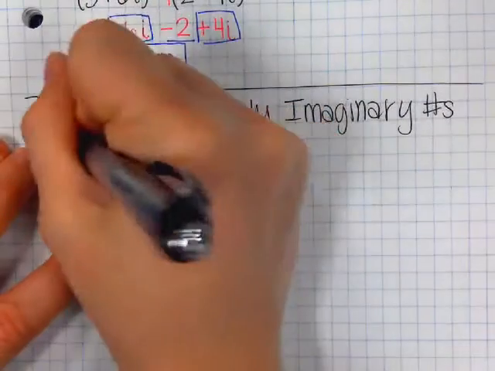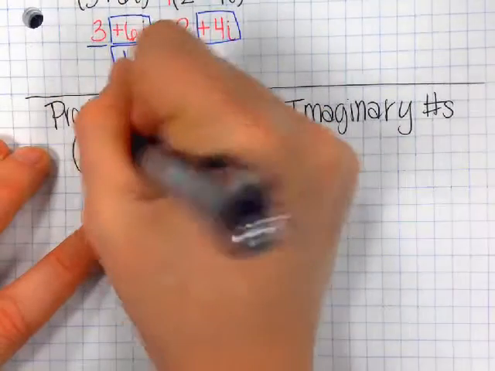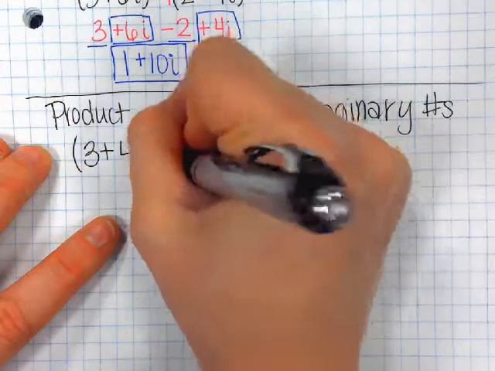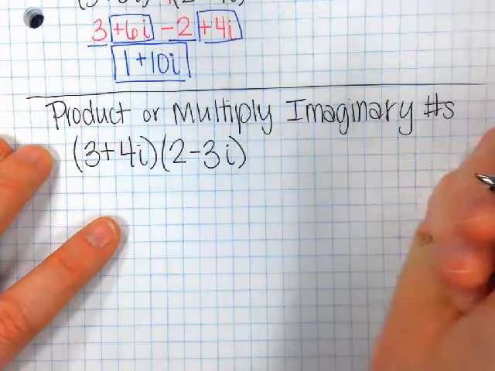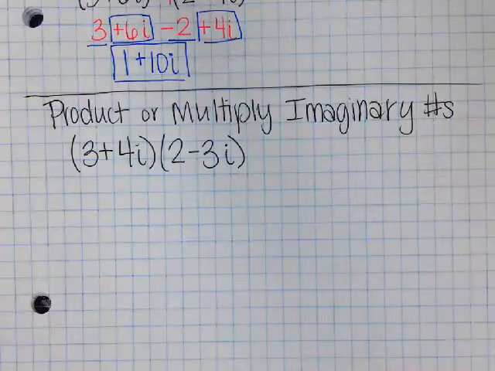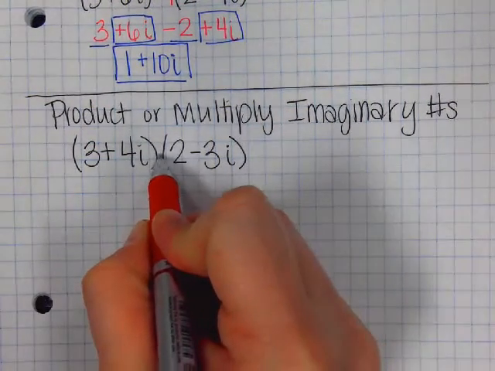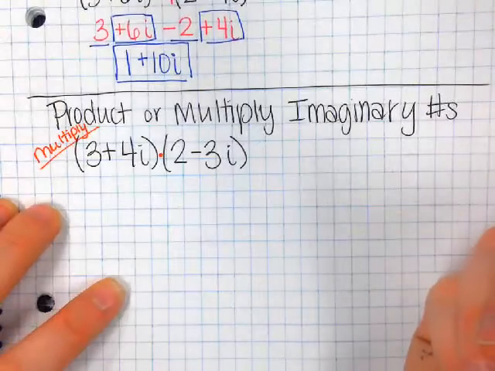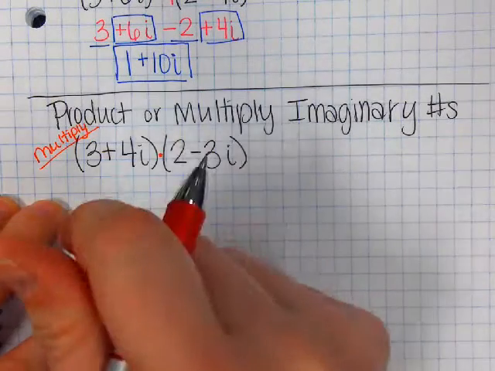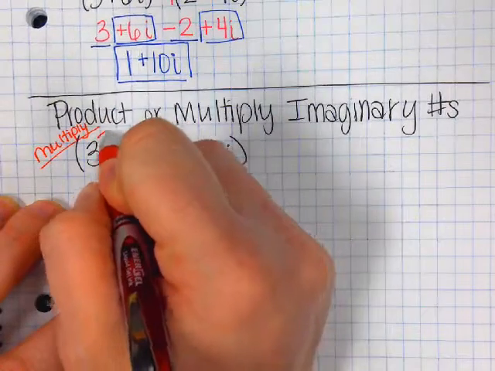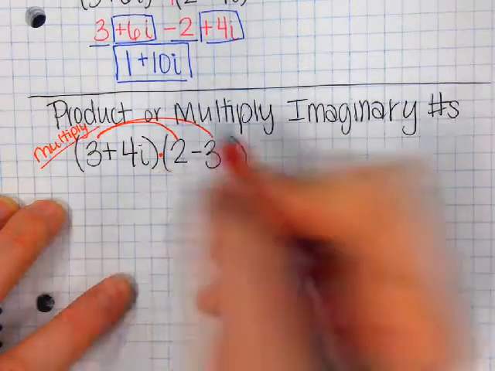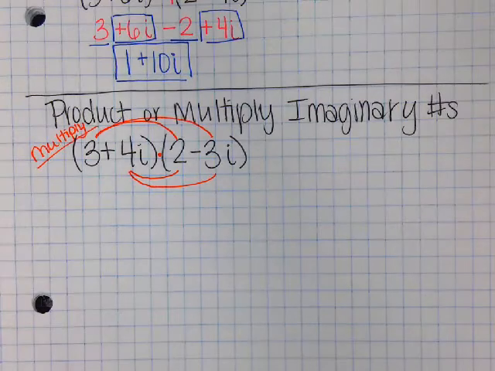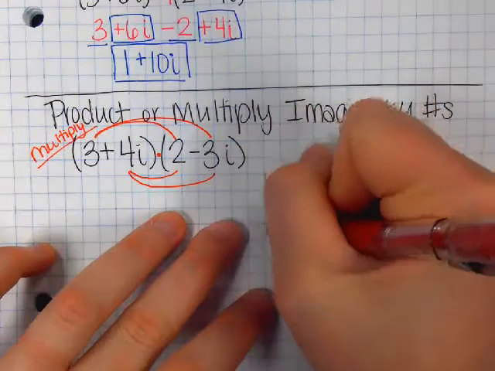imaginary numbers. So if I have 3 plus 4i and 2 minus 3i. So notice there is no addition or subtraction sign, so that just means multiply. So this is multiply. There are two ways you can do it. You can either use the box, or you can do like you've always done and just distribute. It doesn't matter to me which way you do it.